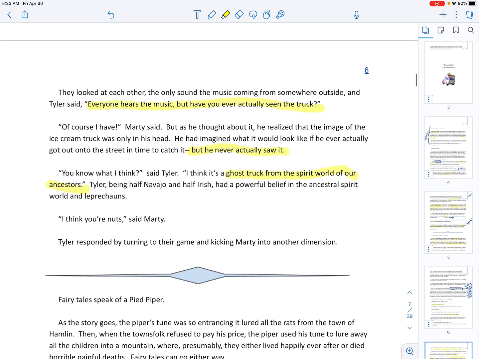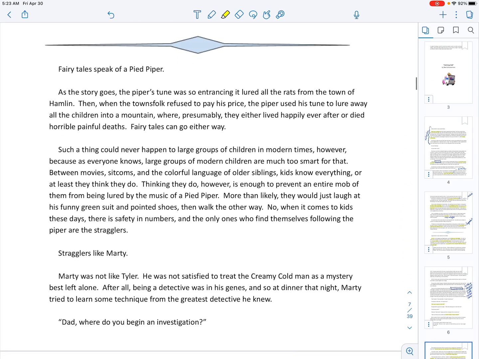We have the blue symbol, which means we have another section and another illusion. Fairy tales speak of a Pied Piper. As the story goes, the piper's tune was so entrancing, it lured all the rats from the town of Hamlin. Then, when the townsfolk refused to pay his price, the piper used his tune to lure away all the children into a mountain where, presumably, they either lived happily ever after or died horrible, painful deaths. Fairy tales can go either way.